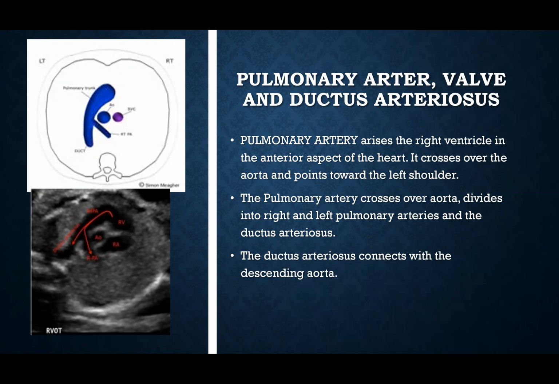So this is our pulmonary artery. It arises from the right ventricle. So if we scan a little bit further up towards the baby's head, we'll see this pulmonary artery coming across the right ventricle here. This is more like a short axis view of the heart. The pulmonary artery crosses over the aorta and divides into right and left pulmonary arteries, because that's another distinguishing factor.